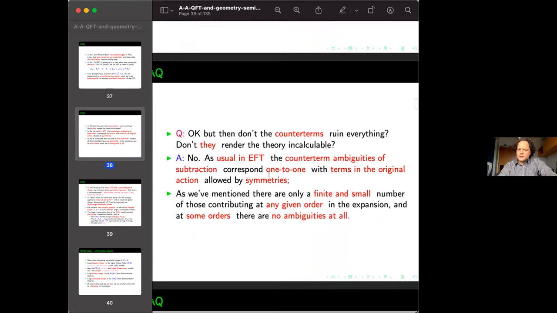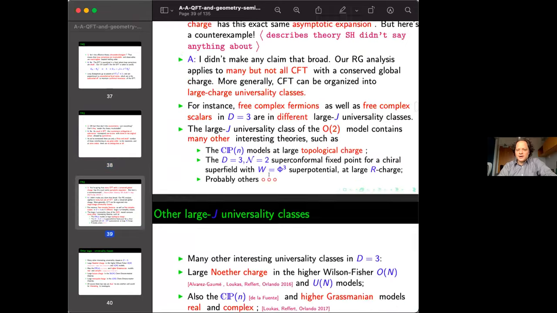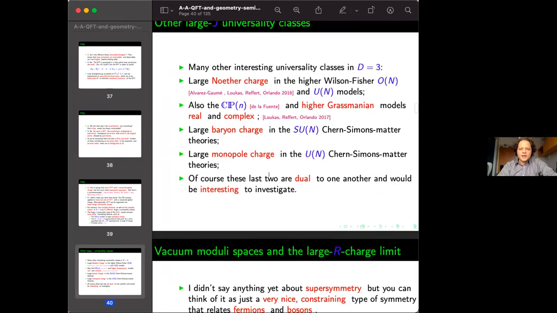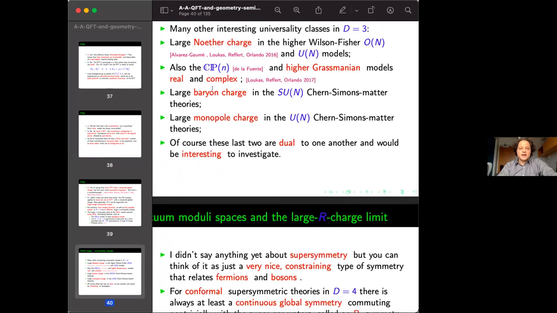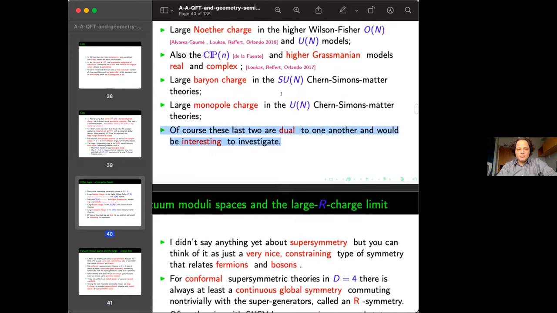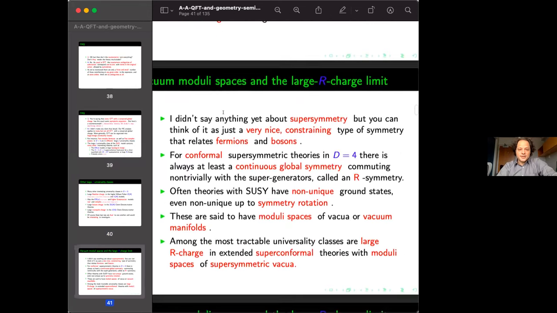Other questions so far? Okay, well, I don't want to cut people off, but if there are, please break in any time. Anyway, there are many other interesting universality classes in three dimensions. Large charge in the O(N) models, a large topological charge in the CP^N models, and this case is going to be very interesting, it'll turn out. Large baryon charge and monopole charge in various Chern-Simons matter theories. It would be very interesting to investigate the Fermi-Bose duality at large charge. It hasn't been done, but I think it would be a very interesting direction.